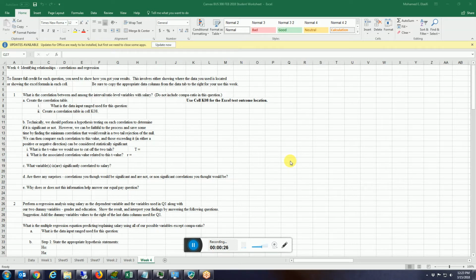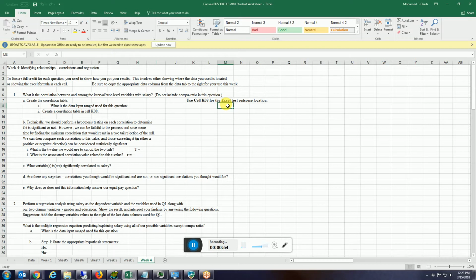So today we're looking at week 4. You want to always make sure to read what it says here to earn full credit for each question. You really need to show your formulas, you need to answer each question, so go over each line in your Excel file and make sure you answer the question in as much detail as possible. And also you always want to tell me where's the data that you used. So let's start with the first question.